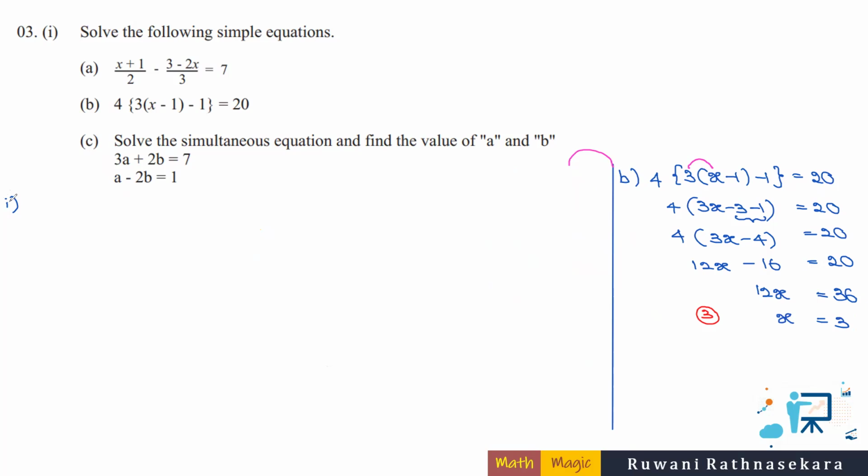Right, that is C. The two equations are 3a plus 2b equal to 7, the first equation. And the second one is a minus 2b equal to 1, the second equation. A and B on the same side in the same order. The number of A's is not the same. Here you have 3a, here you have 1a. Therefore, they cannot be eliminated.